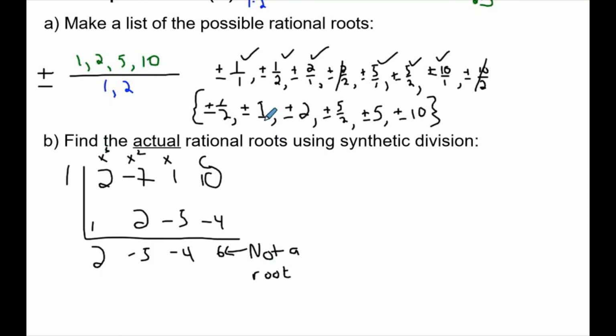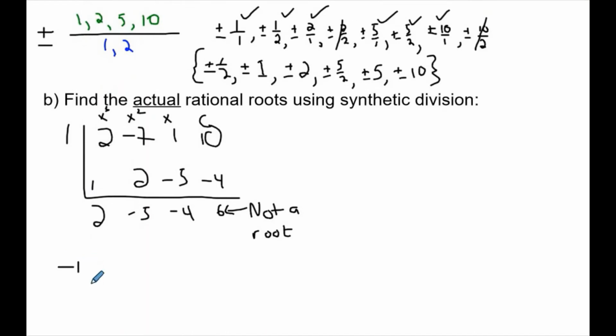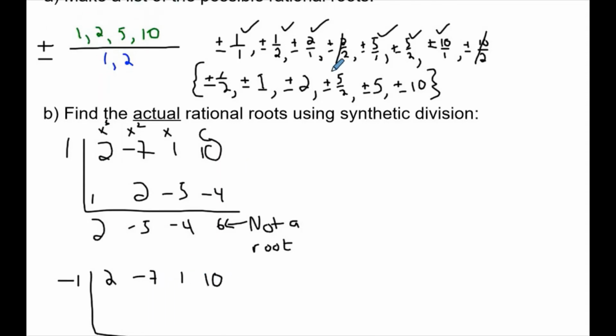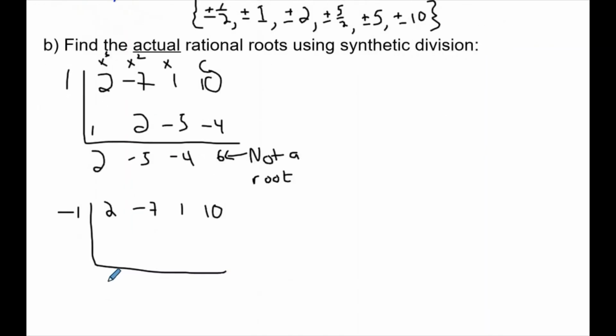Now, don't get panicked. Don't just start going down the list aimlessly. Be methodical. I now need to try negative 1, right? Because it says plus or minus 1. So let's see what happens when we use the same numbers from the original problem, the 2, negative 7, 1, and 10. 2 plus nothing is 2. Then we get negative 2, negative 1 times 2. Then we get negative 9. Here we get negative 1 times negative 9, which is 9. And then 1 plus 9 is 10. And then negative 1 times 10 is negative 10. So look, boom, I got a 0.